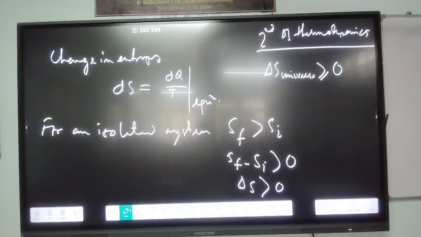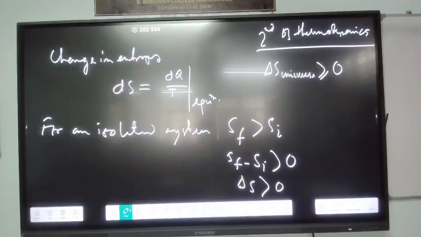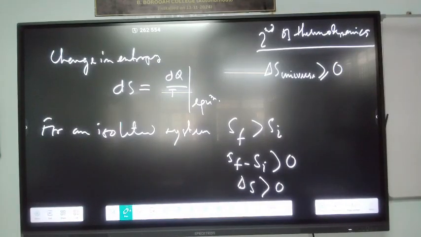So if a spontaneous process happens, then your entropy always increases. And a heat engine is a spontaneous process. Spontaneous process means heat will go from the hot end to the cold end. This is a spontaneous process. Heat cannot go from the cold end to the hot end. This is not a spontaneous process.